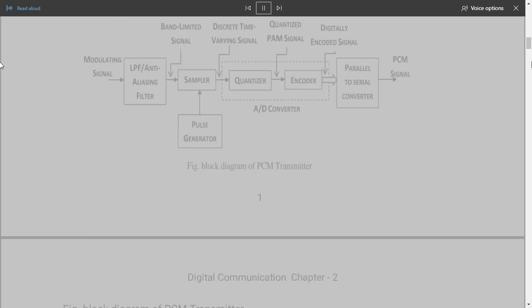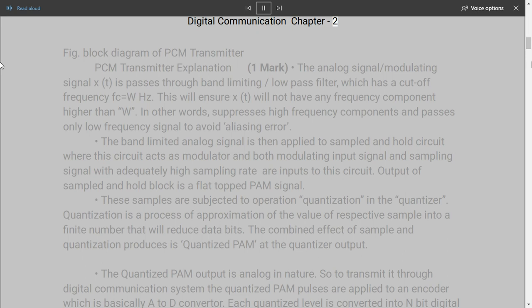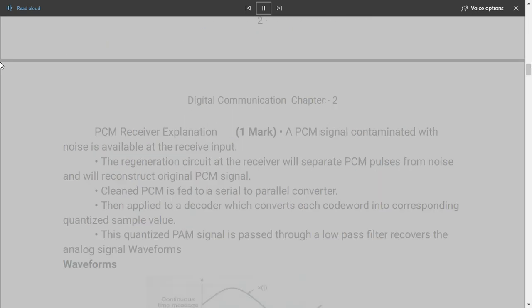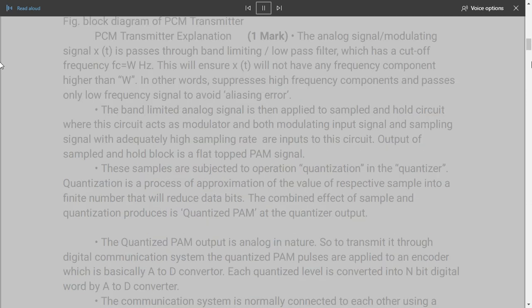Digital Communication Chapter 2. Fig. Block diagram of PCM transmitter. PCM transmitter explanation, 1 mark.